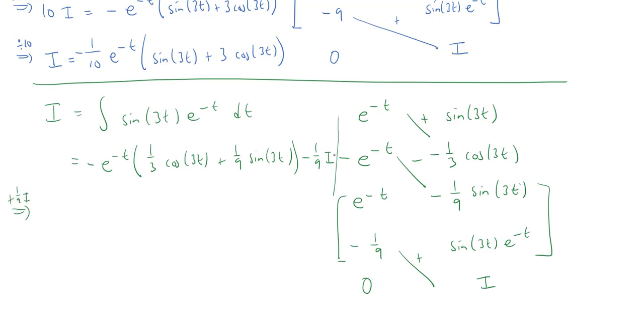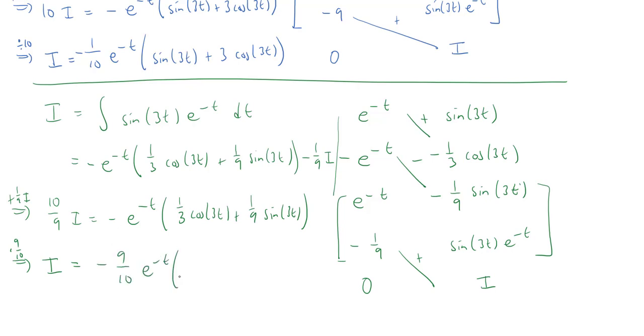And since I have 1 I and 1/9 I, I get 10/9 I equals negative e to the negative t times 1/3 cosine of 3t plus a 1/9 sine of 3t. Okay, now I can multiply both sides by 9/10, and that will solve for I. So I have negative 9/10 e to the negative t times 1/3 cosine of 3t plus a 1/9 sine of 3t.